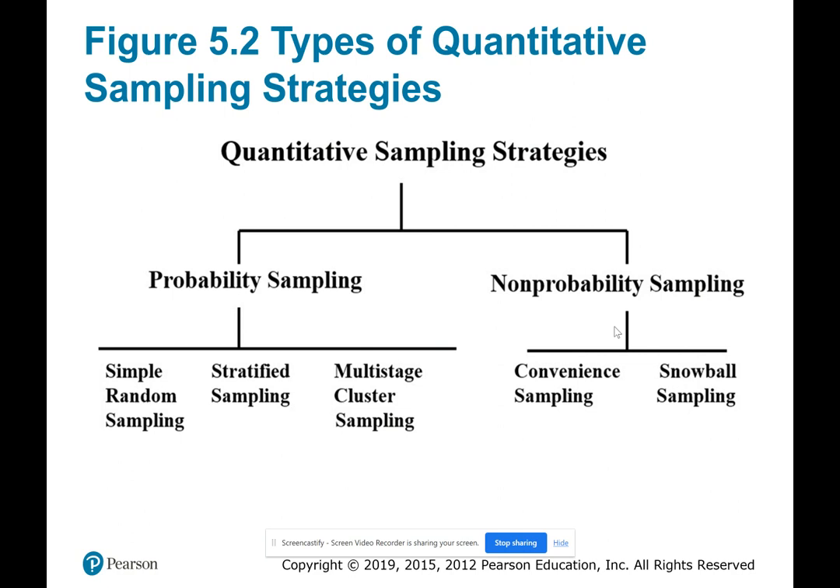So this flowchart shows quantitative sampling strategies, and they're divided as probability sampling and non-probability sampling. Probability sampling is further divided into 3 strategies. You have simple random sampling, stratified sampling, and multi-stage cluster sampling. Then you have your non-probability sampling, and that's further divided into two strategies: convenience sampling and snowball sampling. And we're going to look at all of these.